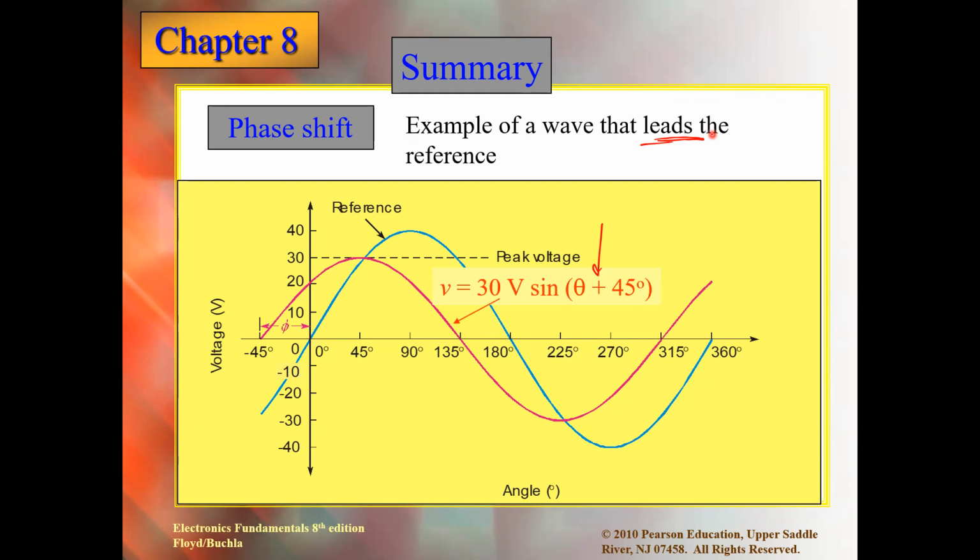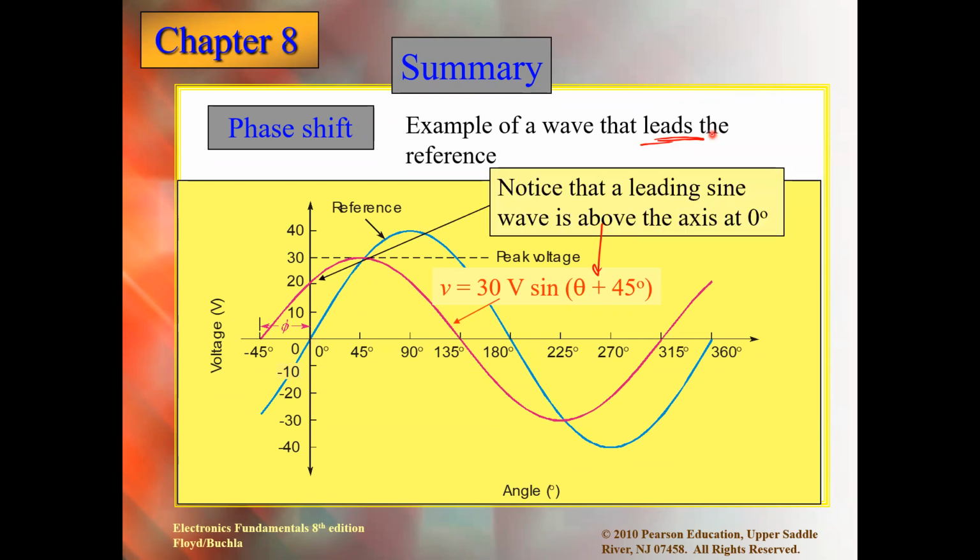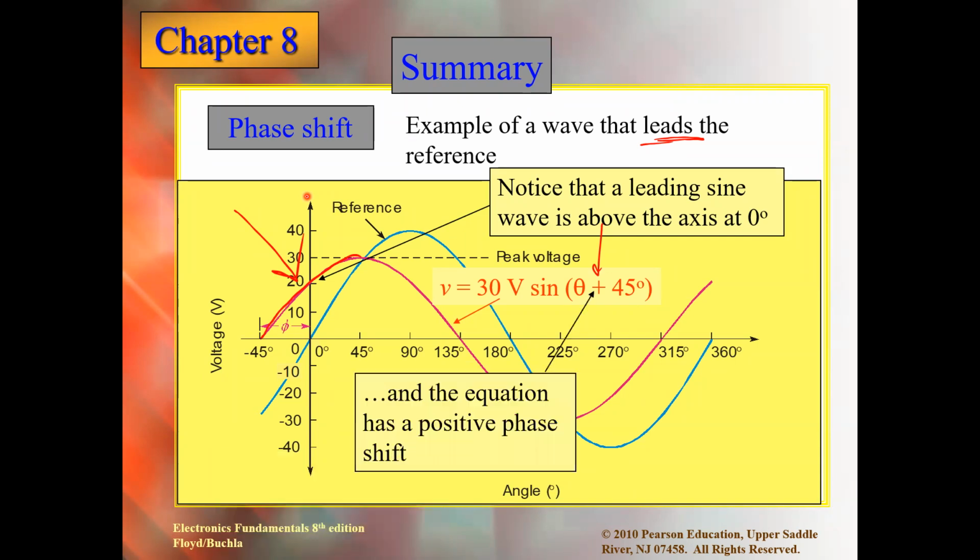What are the points to be noted here? First, we notice that the lead sine wave is above the axis. You will see that it crosses the positive y-axis. So that is one way to identify whether the waveform is leading or lagging. This way we can say it's lead. Another thing, the equation has a positive phase shift.